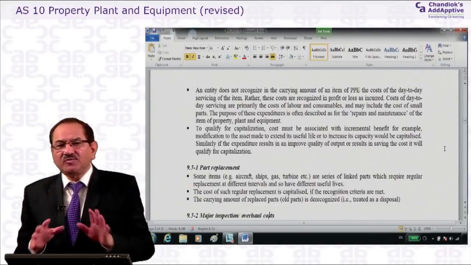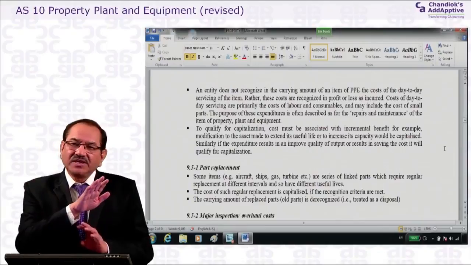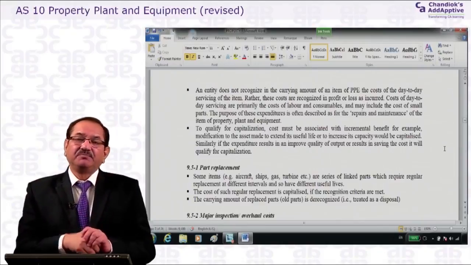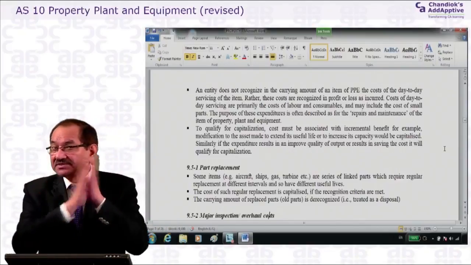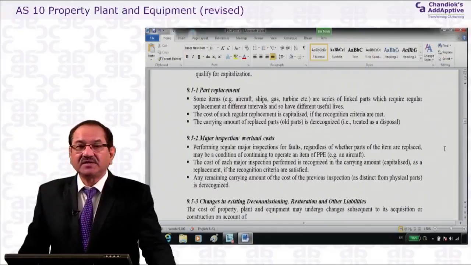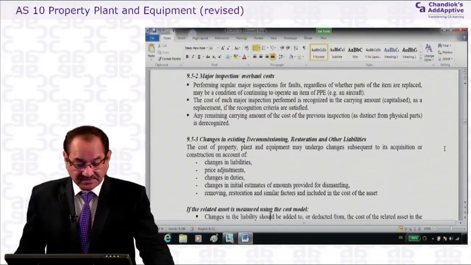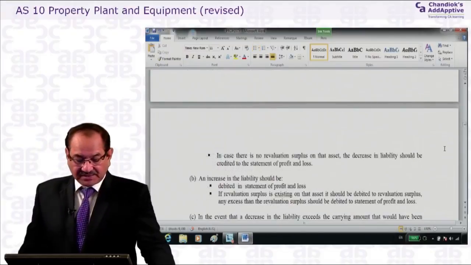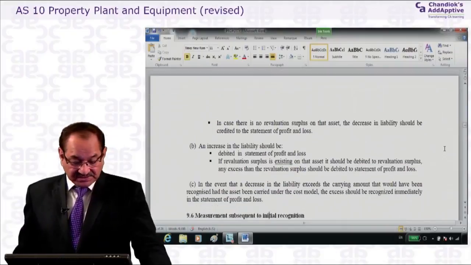But suppose it says no, by incurring this 2 crores cost, there is no incremental benefit. The benefit of that plant and machinery remains the same. Then it's repairs and maintenance. So these are somewhat the differences you will find in these standards. Now other things are almost the same as you have read in your PCC exams.